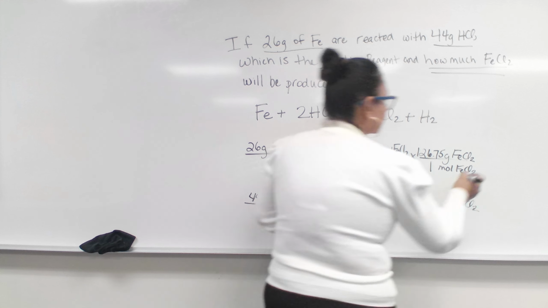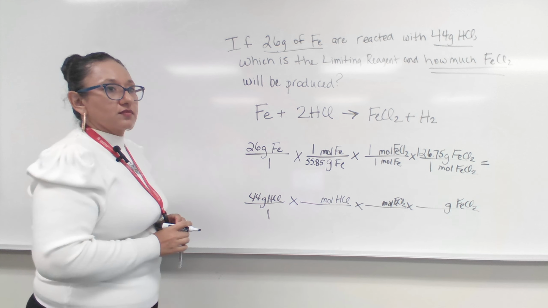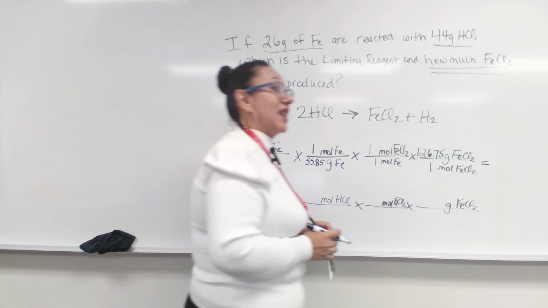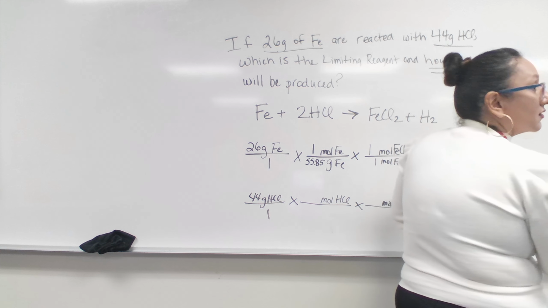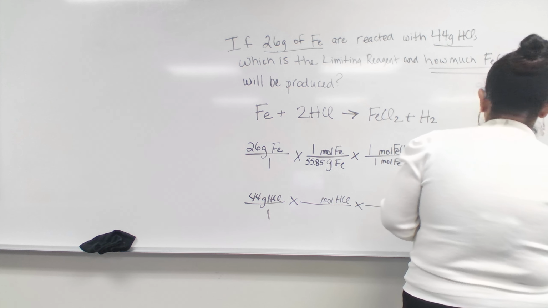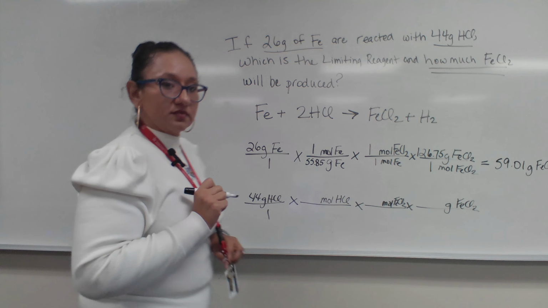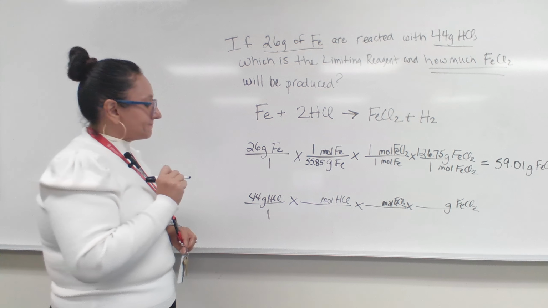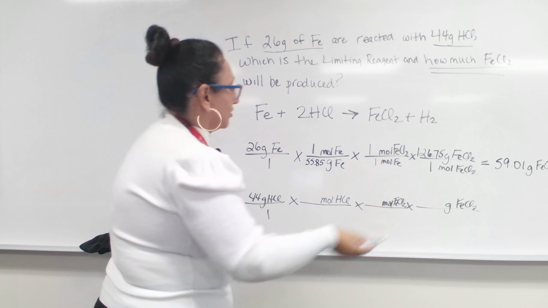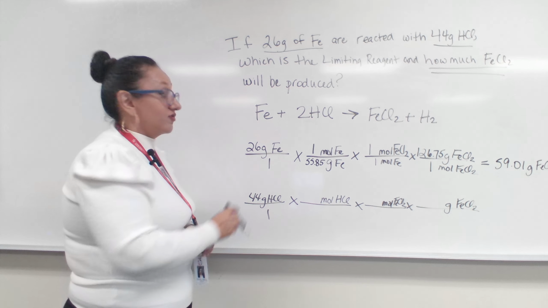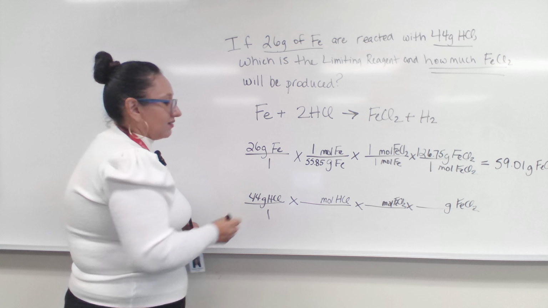Somebody work this out. Loud, please. 59.01 grams of FeCl2. Okay. Again, now we know how much FeCl2 iron will make. This quantity of iron will make. Now, 44 grams of hydrochloric acid.